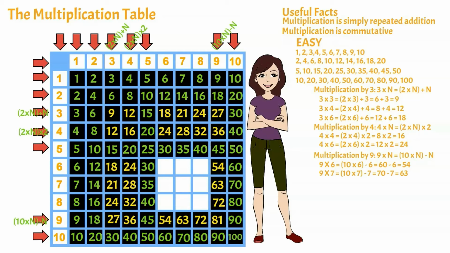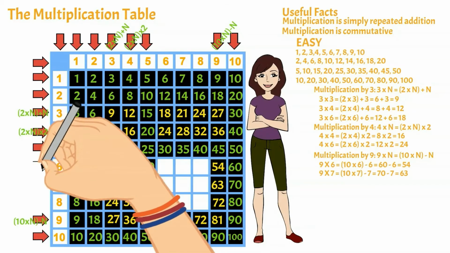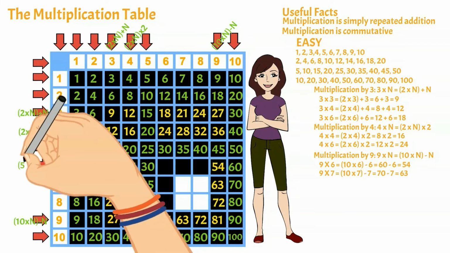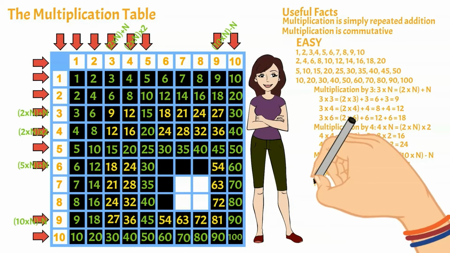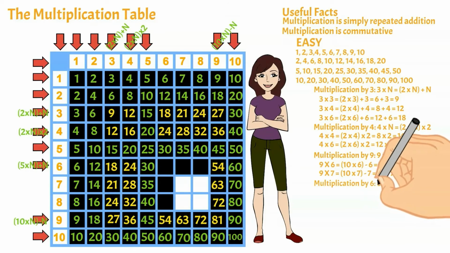Now we only have 9 empty boxes. These basically are the most difficult ones, but given the easy ones, it will not be difficult to master these remaining ones. Let us try multiplication by 6. This time, we could use multiplication by 5 in solving multiplication by 6.